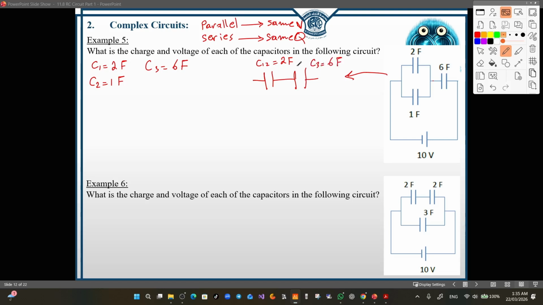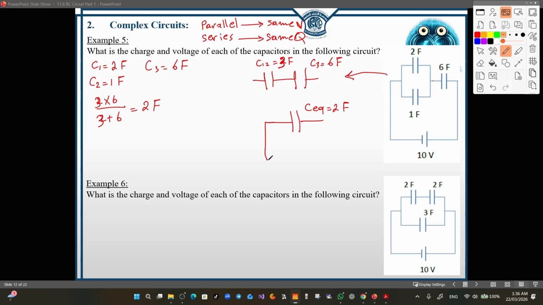Now we combine these two capacitors. They are connected in series, so I will use one of the shortcuts. I will multiply and add. So 2 and 1, it's a 3, not 2. So 3 here and a 3 there, and it becomes 2 farad. 2 farad is the C equivalent.